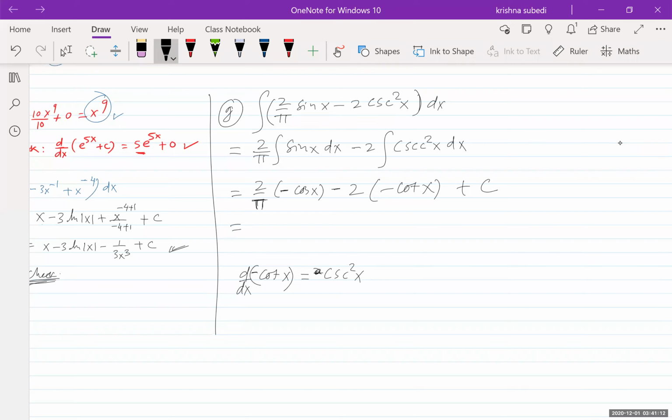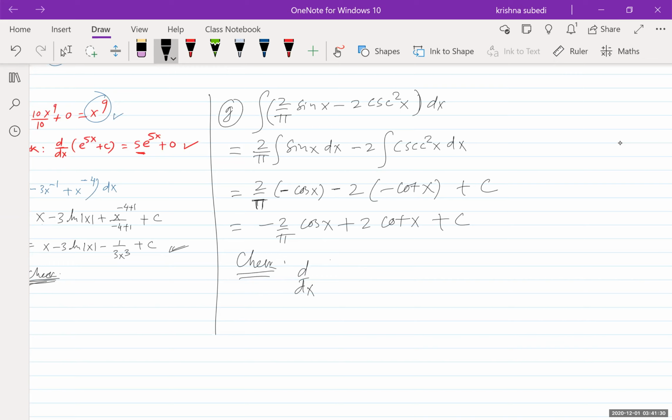It looks a little ugly, so let us write it in a nice way. So you're going to get negative 2 over pi cos x, negative, negative, positive 2 cot x plus c. Done. That is your answer. And you can actually do the checking by yourself.